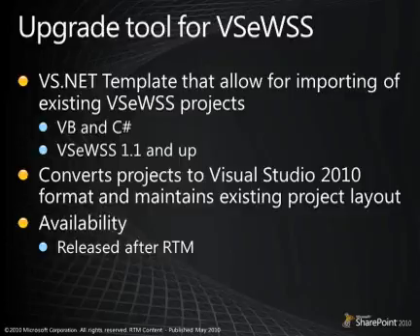After the package has been installed, you will have a new project template available in Visual Studio, which automates conversion of the project structure. The upgrade tool supports both VB.NET and C# based projects and can be used for projects created with Visual Studio extensions for WSS 1.1 or newer versions. Basically, the tool will convert projects to new Visual Studio 2010 format and will maintain the existing project layout. The upgrade tool will be available after RTM of SharePoint 2010.